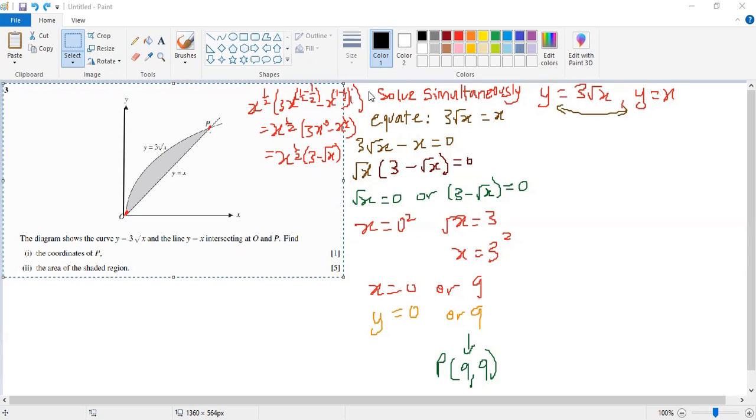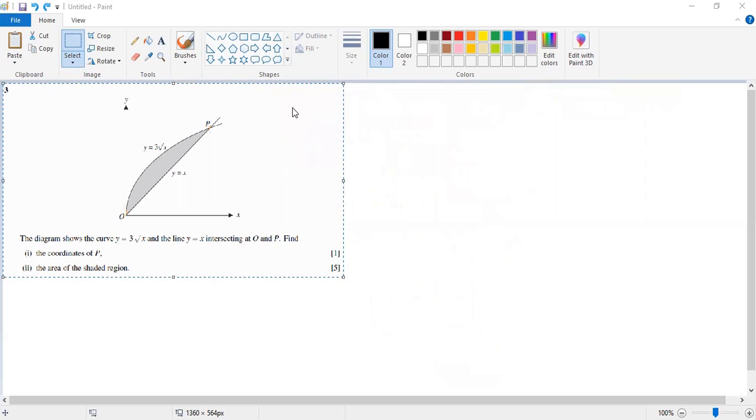Okay, now I clear the drawing. So let's go for this part, the B part. So it's 9, 9 there. The coordinate I add like that from the part A. Okay, now they say find the area of the shaded region.